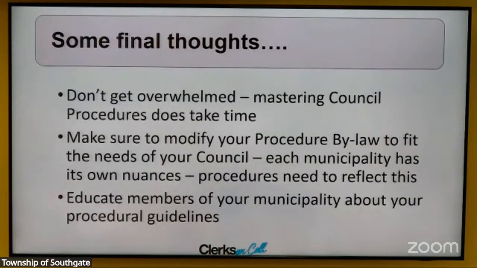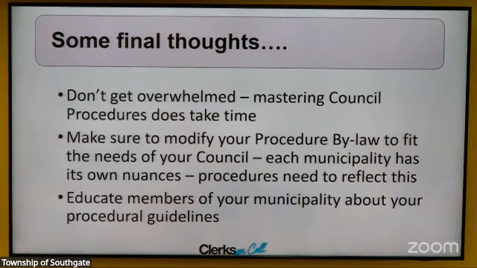So, just some final thoughts as we conclude here. It's important not to get overwhelmed. Mastering council procedures does take a lot of time, not just for yourself as a member of council, but for staff and for members of the public. And so regular reviews like you are doing can really help council and staff make sure that your meetings are efficient and effective. And again, remember that the draft procedural bylaw that's before you has been based on input received from staff, but it needs to fit your municipality. So if there are changes, then you need to take a look at that before passing your bylaw.